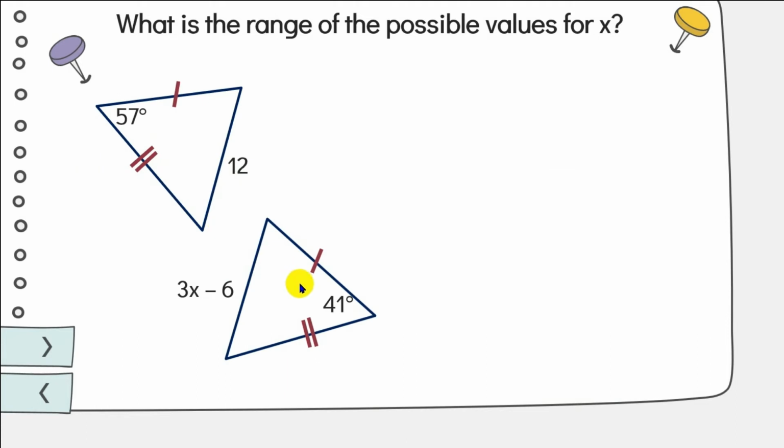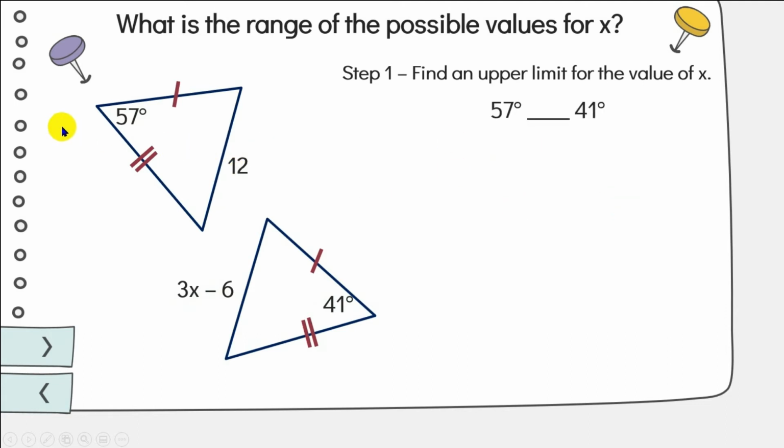So, here we have these two triangles given that we have 57 degrees as the measurement of the angle and 41 degrees for this angle. Then, the side opposite to it, 57 degrees ay yung 12. Then, for 41, we have 3x minus 6. So, same steps to follow po. First is to find the upper limit of the value of x. So, to do that, kailangan alam muna natin kung alin yung mas greater na angle at mas lesser na angle. So, here we have 57 and 41, greater than po yan. So, that means kapag kinumpare natin yung sides opposite to them, greater than pa rin po yung relation symbol.